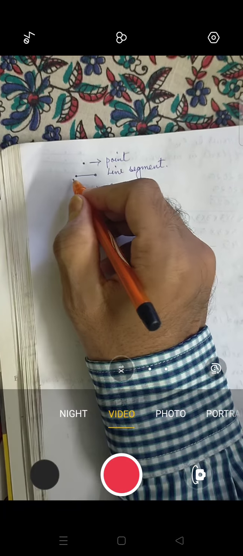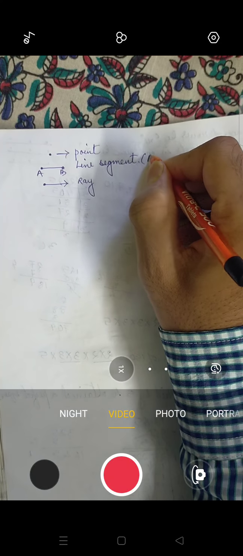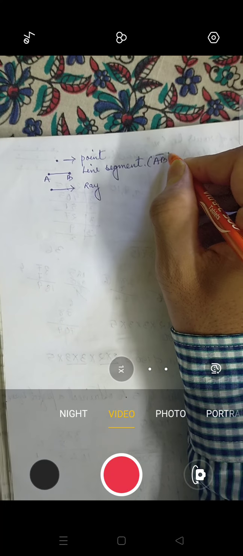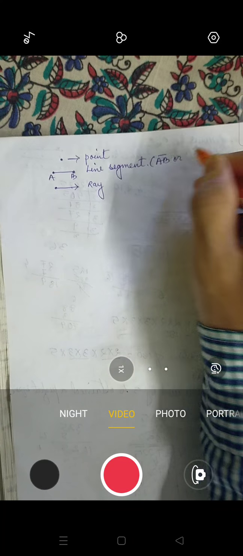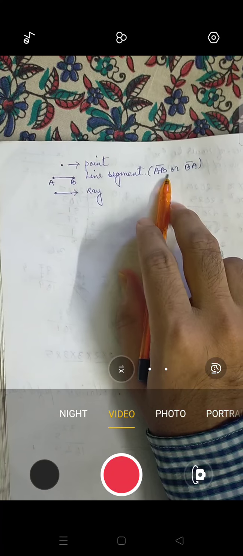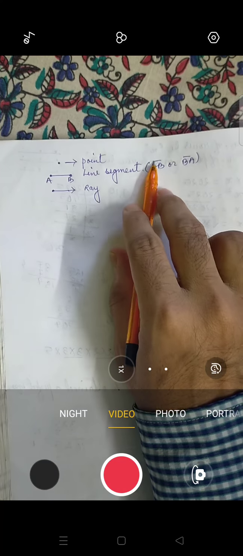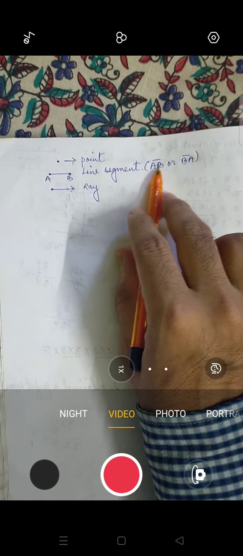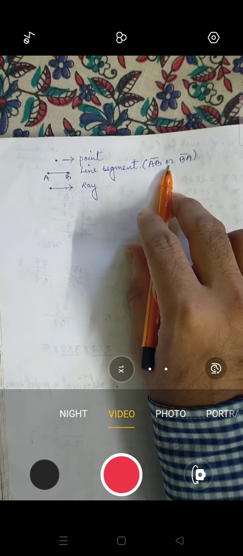Now suppose this is A, this is B. So the line segment can be written as AB, and you can draw a line like this. Or this can also be written as BA, a line like this. So if AB is a line segment, then this is called line segment AB, or you can say line segment BA, both are the same.